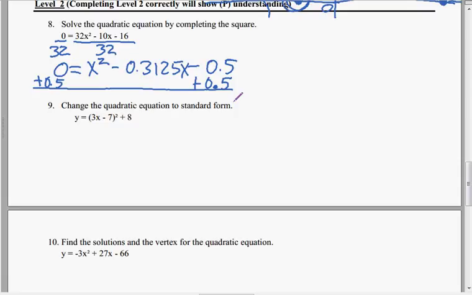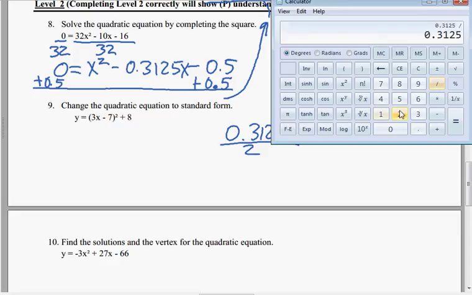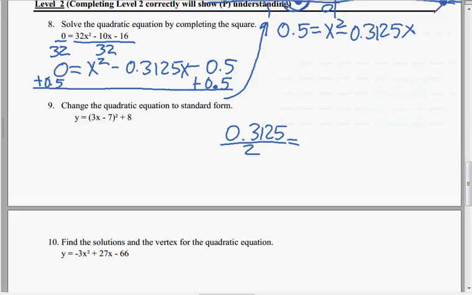That 0.5 is just going to be in the way. So I'm going to move up here. 0 plus 0.5 equals 0.5, x squared minus 0.3125x. And somewhere out of the way, I'm going to say 0.3125 divided by 2 equals 0.15625.